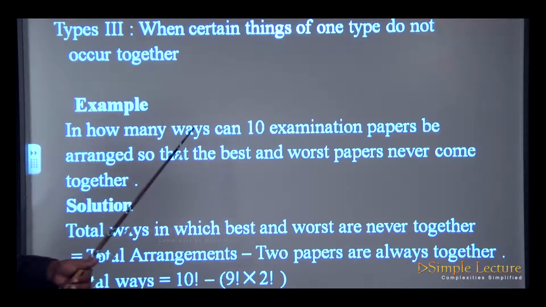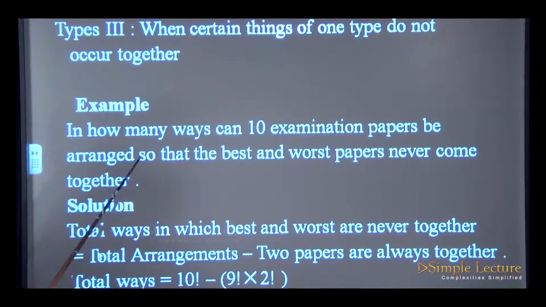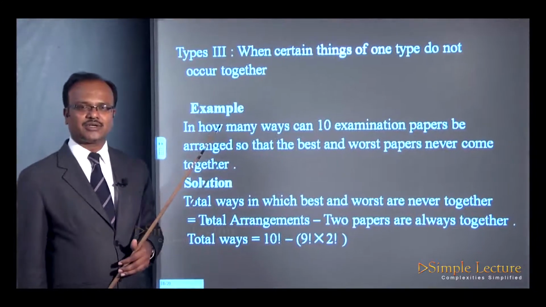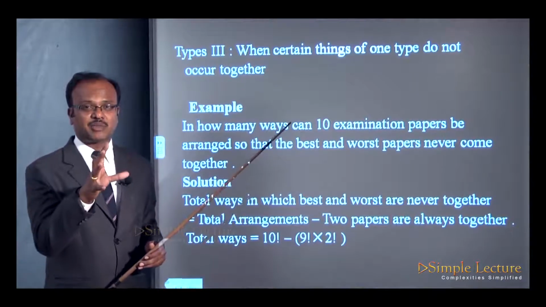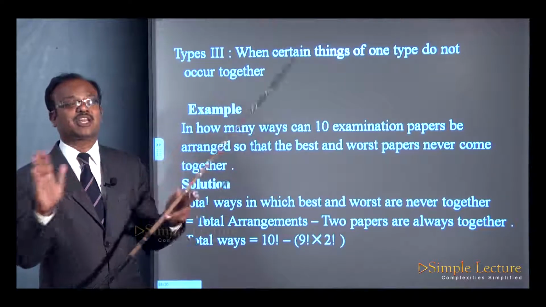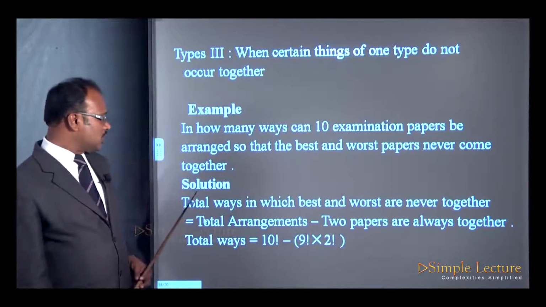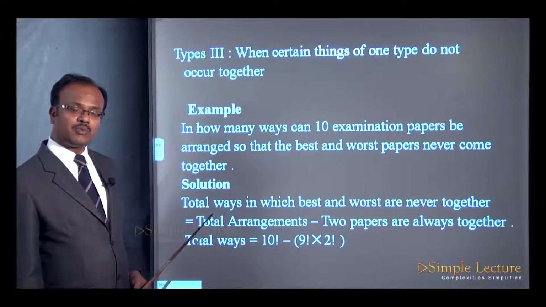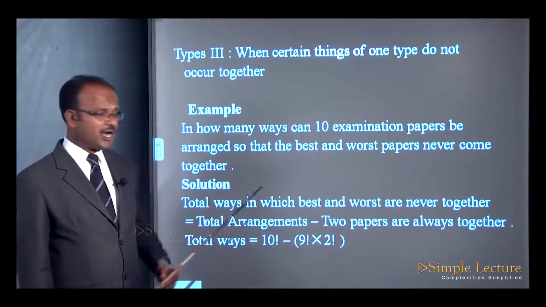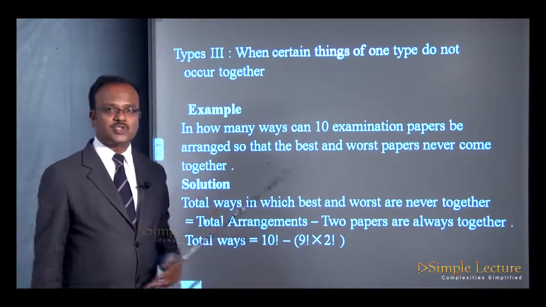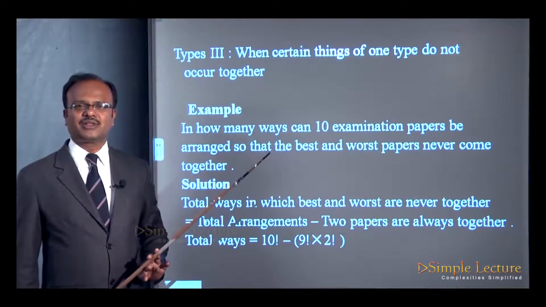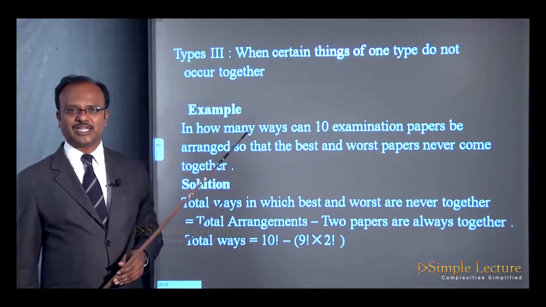In how many ways can 10 examination papers be arranged so that the best and the worst papers never come together? So, you have to arrange 10 examination papers so that the best and the worst paper are never together. The total ways in which they are never together will be: you make all the total arrangements and out of that, the arrangements where the 2 papers are always together, you remove. Is it not? Then these 2 papers will never be together.